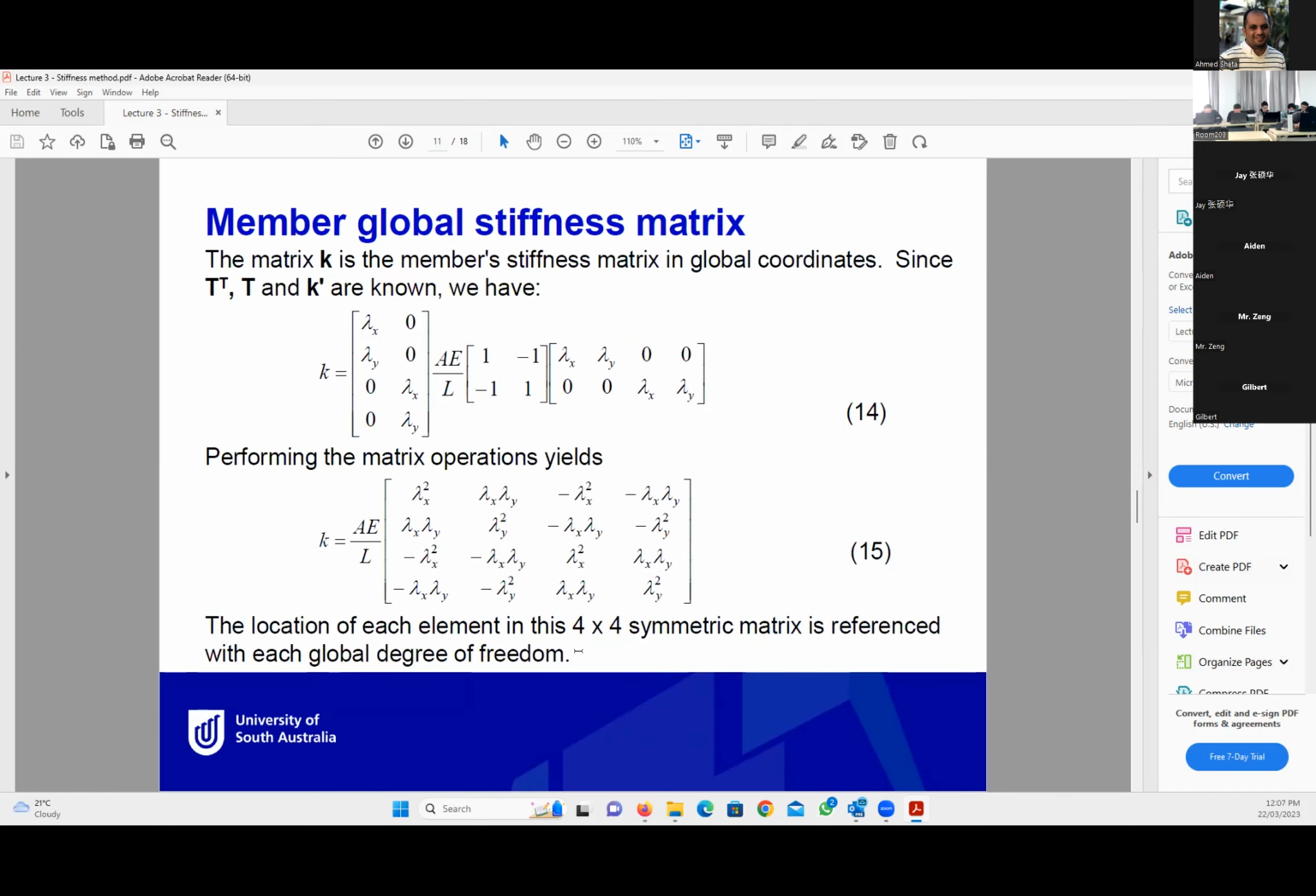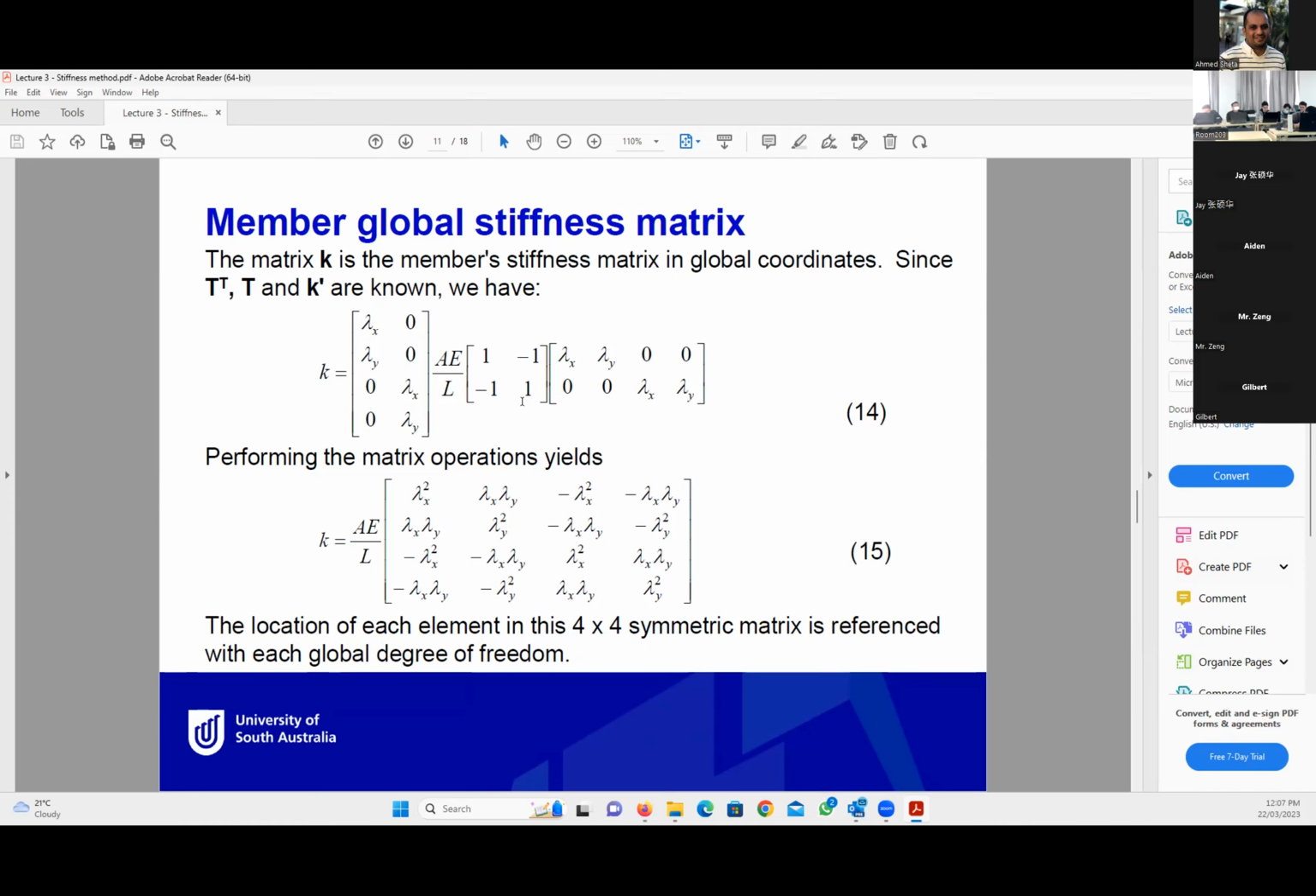Okay, to summarize or to convert this to matrices, we have the matrix K, the member stiffness matrix in global system, and T transpose and K dash. So we have K will be T transpose: lambda x, lambda y, 0, 0. Second column is 0, 0, lambda x, lambda y. K dash from last week is AE divided by L times 1, negative 1, negative 1, 1. T is lambda x, lambda y, 0, 0, and second row is 0, 0, lambda x, lambda y. Can you do this matrix multiplication? Or you can't?